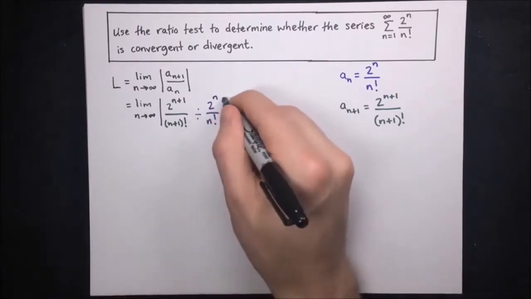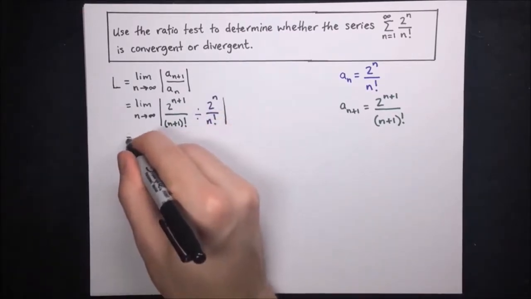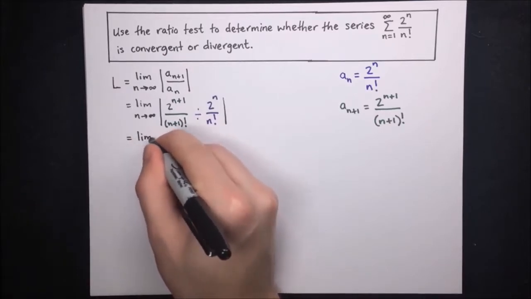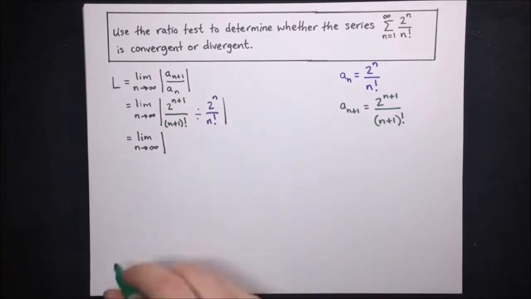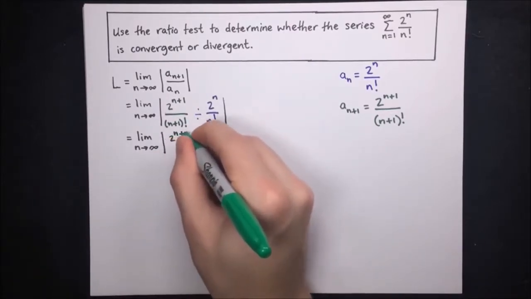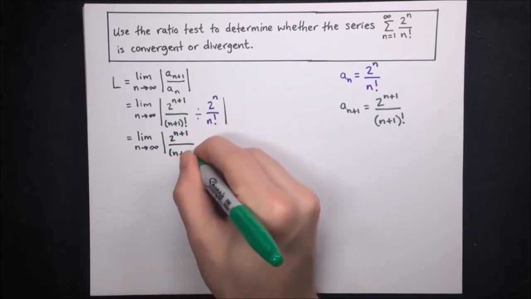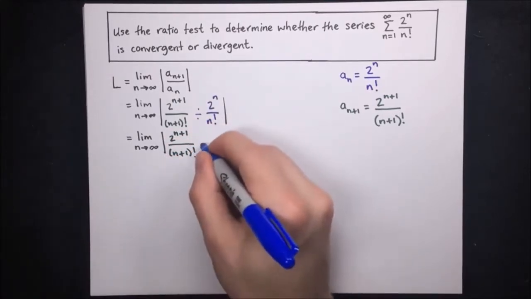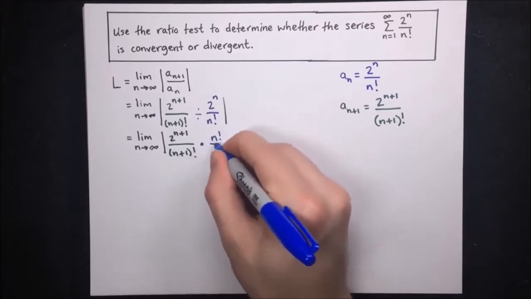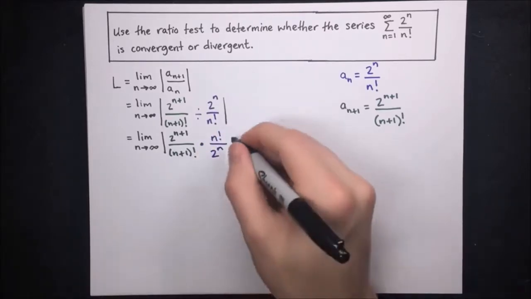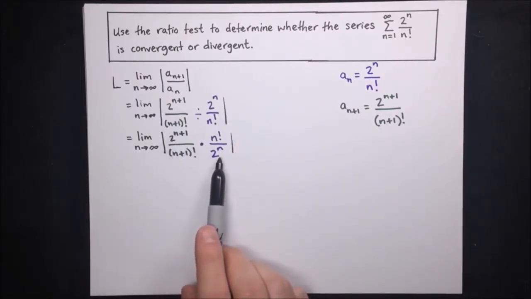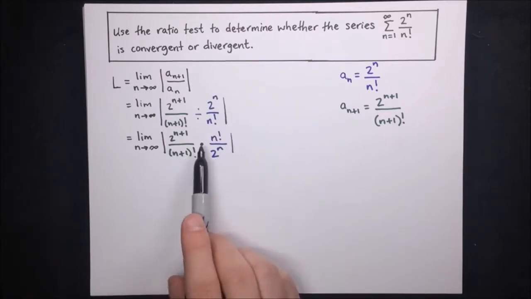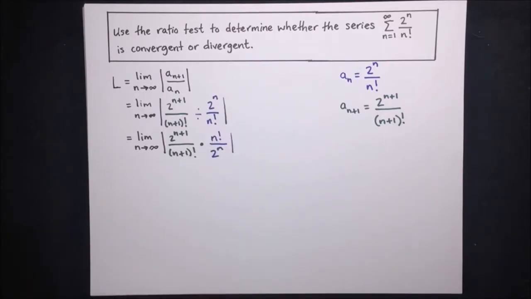Now remember that to divide fractions, all you have to do is flip the second fraction, take the reciprocal, and then it turns into multiplication. So this is really the limit of this first fraction, 2^(n+1) over (n+1) factorial, times the reciprocal, n factorial over 2^n, of the second fraction. Now, if you look on the diagonals here, 2^(n+1) and 2^n, as well as (n+1) factorial and n factorial, you might notice that there's a lot of things we can cancel. So let's write this out very explicitly.